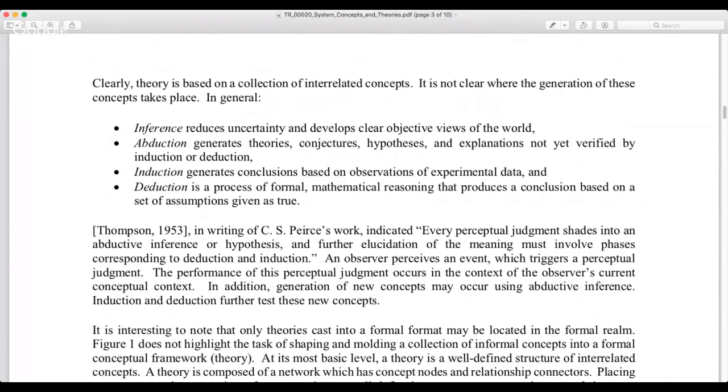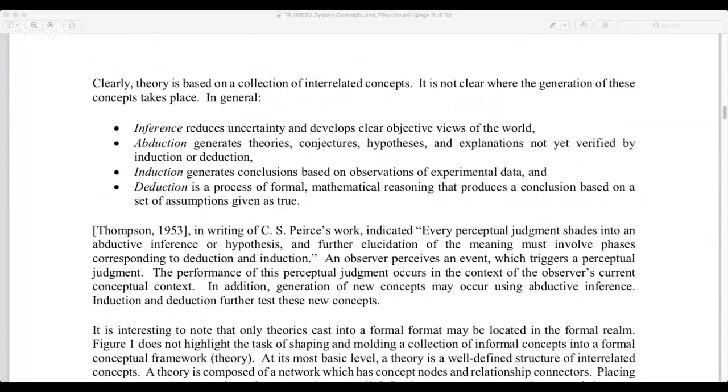Abduction generates theories, conjectures, hypotheses. So this is where hypotheses come from. Abduction gives explanations not yet verified by induction or deduction. Then induction generates conclusions based on observations of experimental data. And deduction is a process of formal mathematical reasoning that produces a conclusion based on a set of assumptions given as true.